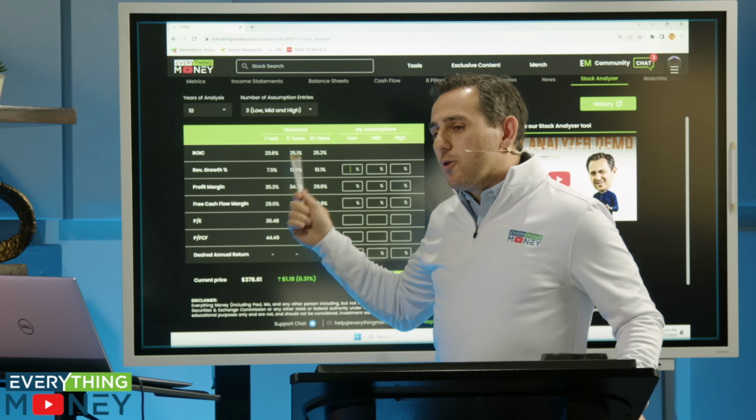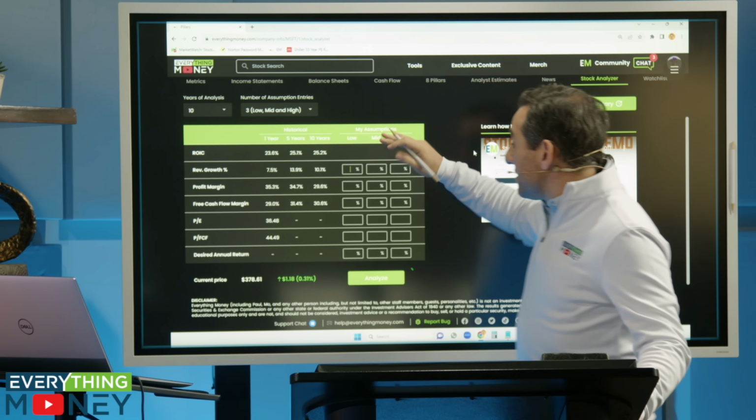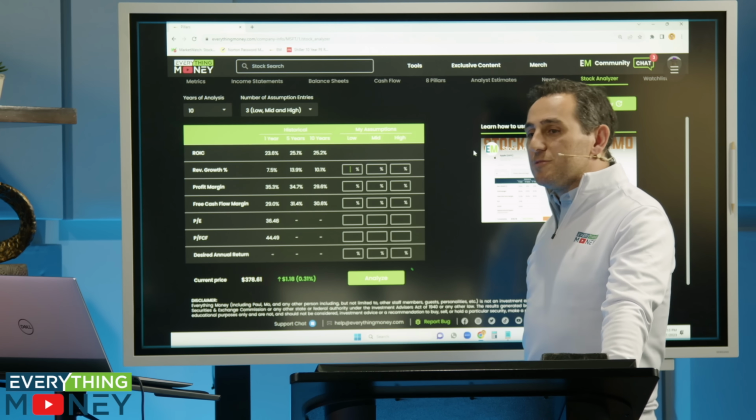So how do you use ROIC, Mo, when you affect the assumptions below? Where do you affect the assumptions below? If I see something like this, I know that they have a moat. So on my desired annual return, I'm actually going to put something a little bit lower.